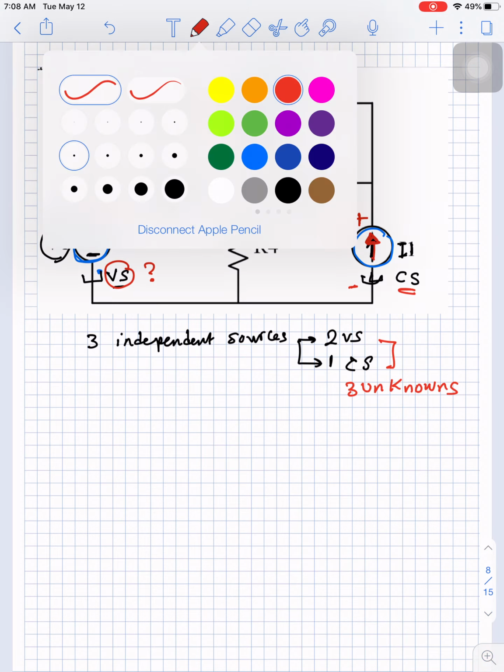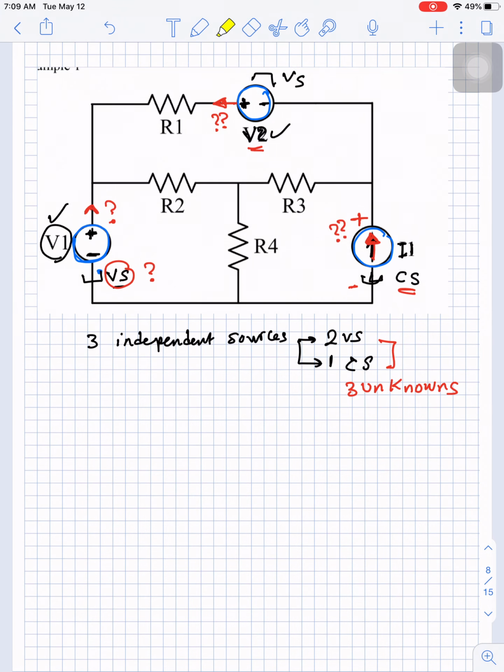Now let's continue. What else do we have in the circuit? We have a resistance R1. What is given for the resistance R1? You will be given this value in ohms. So what is unknown for this resistance is the voltage across it or the current going into it. How will we get the current or the voltage?